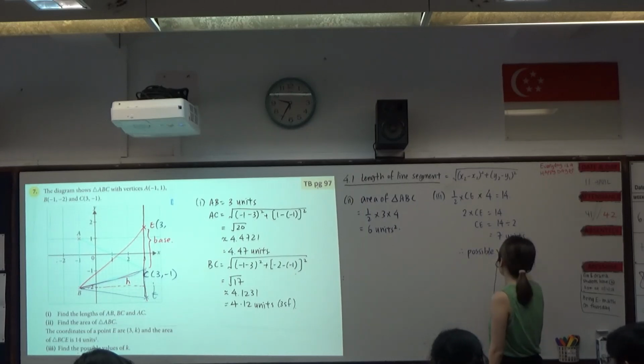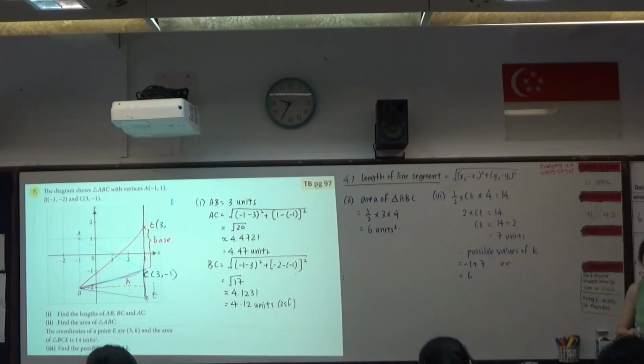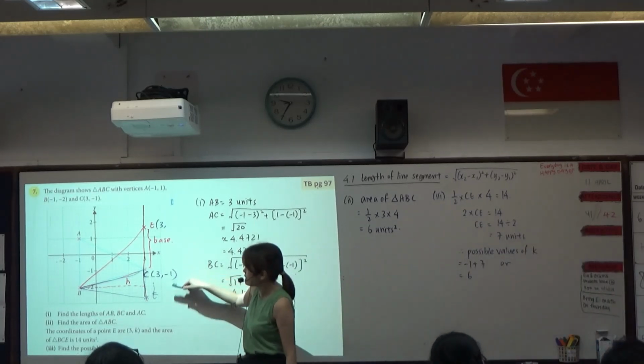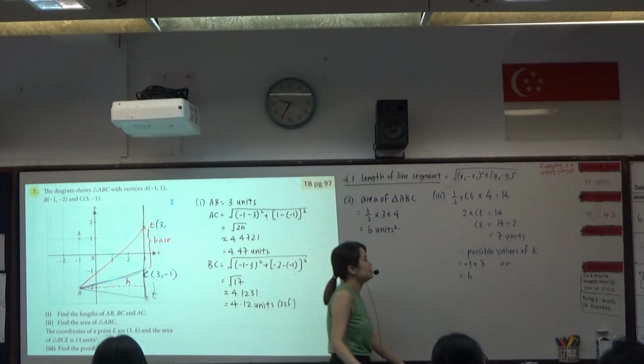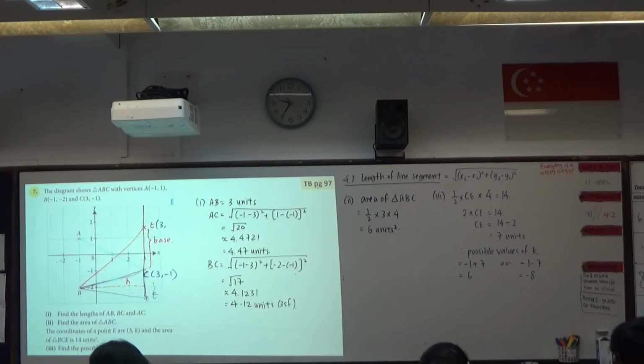So possible values of k equals to -1 plus 7 equals to 6, or else the other option is it is below C, so -1 minus away 7. Okay, so therefore the possible values of k will be 6 or -8. Questions? Okay. So there's that two possibilities because question also emphasized that we're looking for possible values. Okay, so there should be more than one answer.